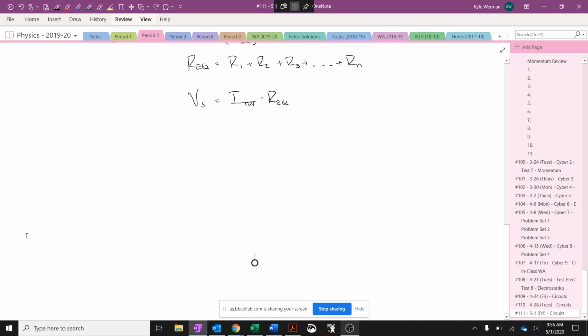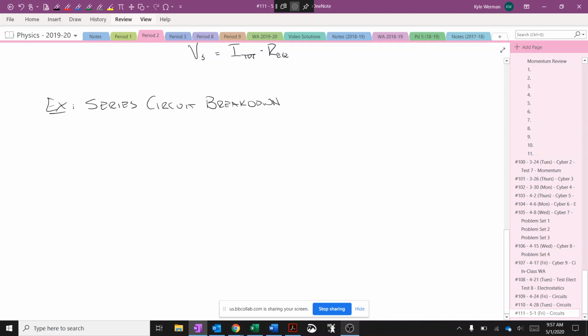All right, so here's an example of a series circuit breakdown. I'm going to give you some values and some empty pieces, and our goal is to fill in all the blanks. So here's an example, and we'll call this a series circuit breakdown. And we're going to be doing this in this unit, breaking down circuits.